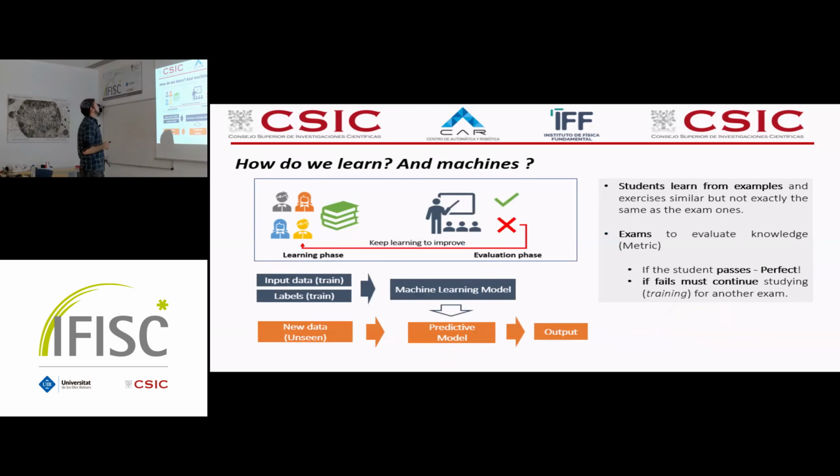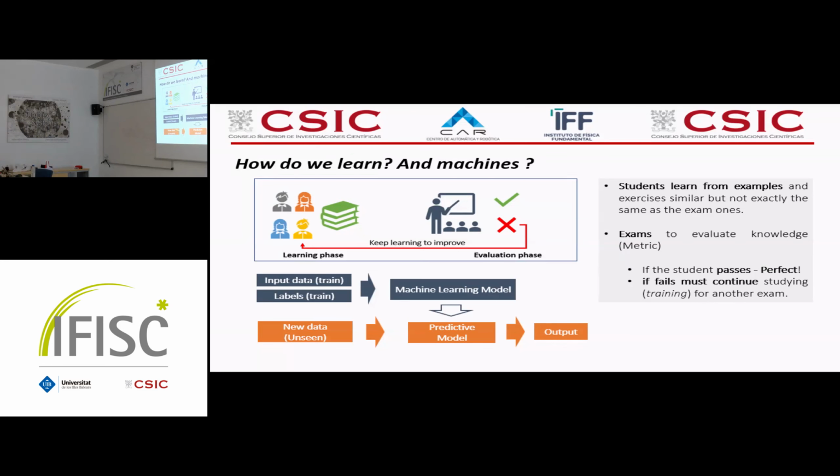So how do machines learn? Well, this is something that I would like to explain because it's an analogy to our behavior when we are learning at the university, for instance, and how machine learning models learn. So first of all, at university we are reading and doing exercises in class. And then we have an evaluation, an exam. And if we pass, okay, perfect. If we don't pass, we have to go and study again for the next exam.